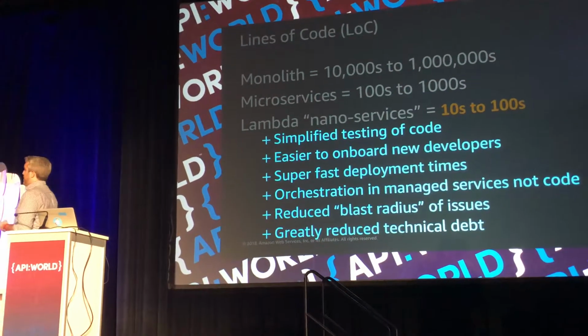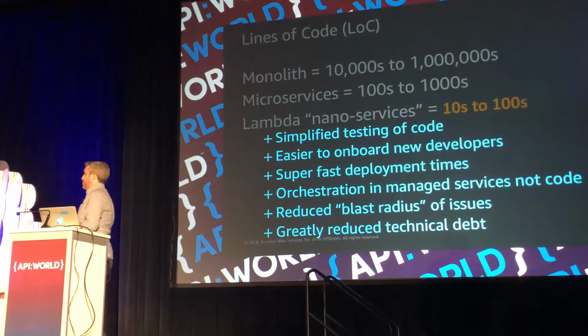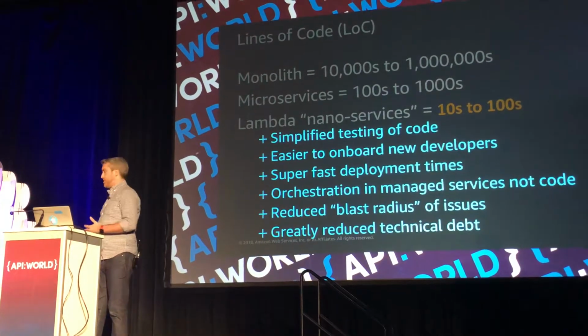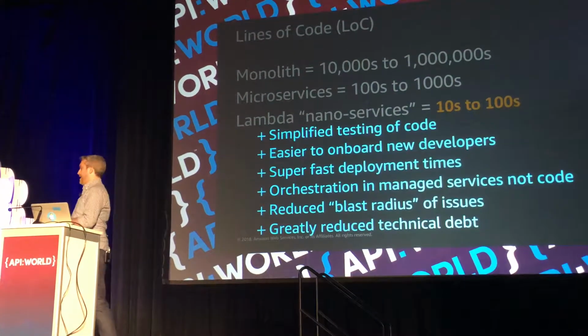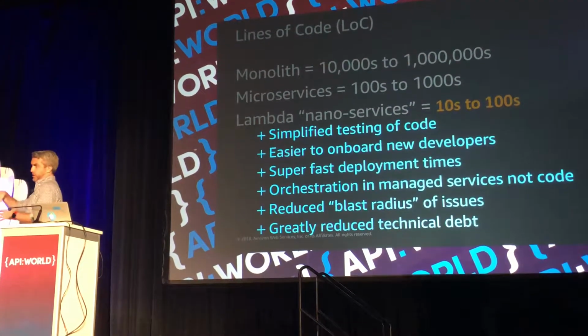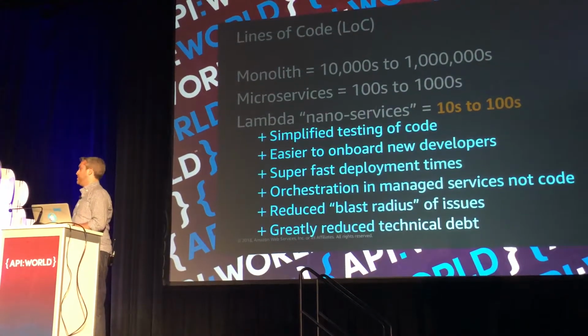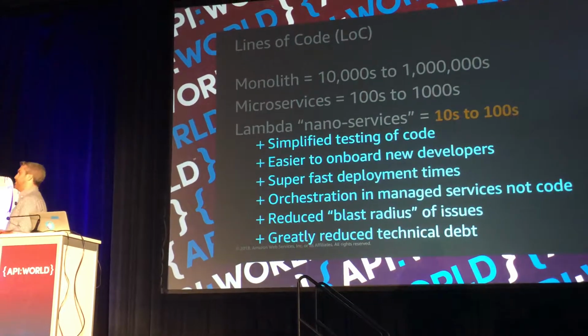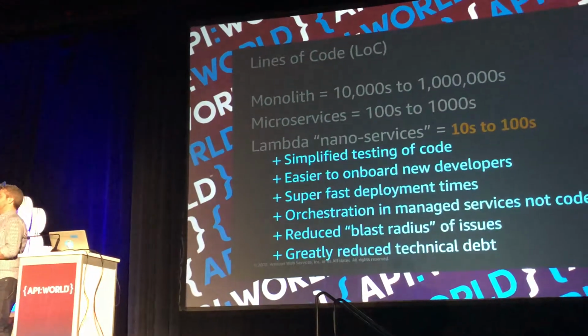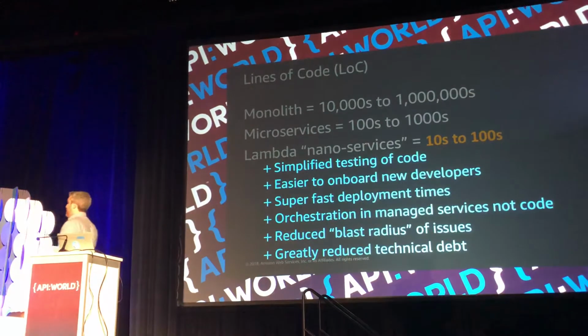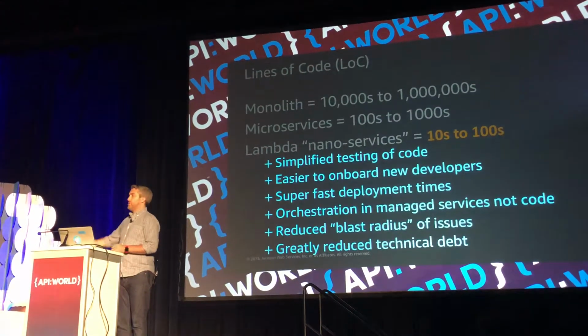You have the ability to use managed services to not have orchestration in your code. There's a product called AWS Step Functions, which I don't really cover today, but that would allow you to basically take the business workflow and separate that out from the business logic. Reduce blast radius of issues. If I deploy a bad Lambda function, it's only going to impact that one Lambda function. And then lastly, what we feel is greatly reduced technical debt.